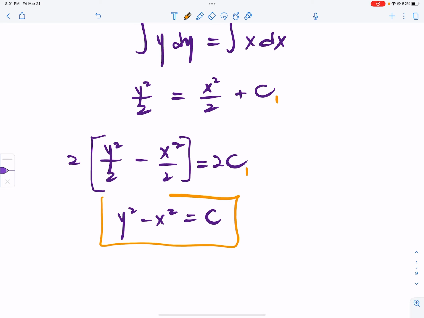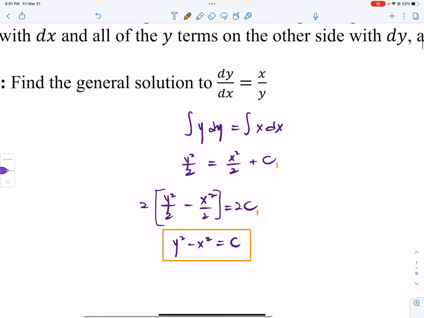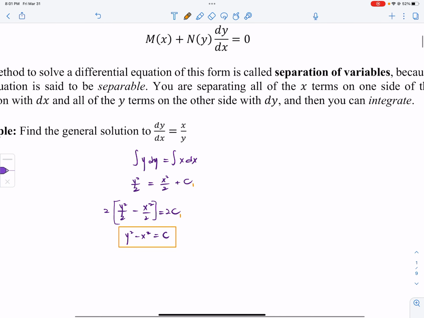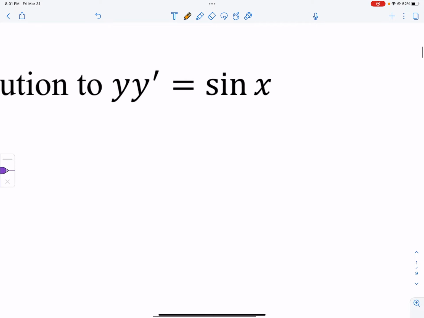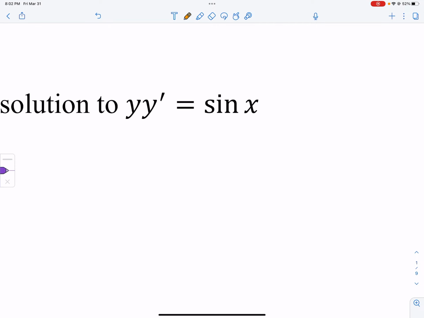But this would be one way of representing the general solution to that differential equation, and we solved by separating variables. Okay, the next one. So notice I don't have a dy over dx there, but I do have y prime, which is the same as dy over dx. I would rewrite y prime as dy over dx.